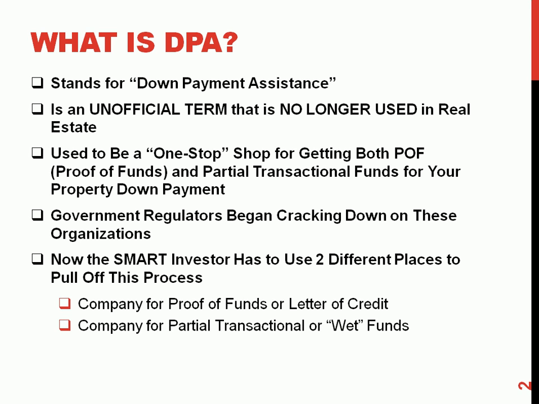It used to be, again, a one-stop shop that both handled getting you the proof of funds, showing you that you actually did legitimately have the cash down payment, and they would actually provide the partial transactional funding to inject into escrow as your down payment. But the problem is that a lot of government regulators started cracking down on these type of one-stop shop organizations. So now the smart investor still uses this as a tool for creative finance. However, what they do is they now have to go through two different processes to do this. They have to go through a proof of funds company that could furnish them with a letter of credit, and they also have to go through a different company that offers the partial transactional funds or wet funds. So they have to go through two different companies now instead of using only one for DPA.